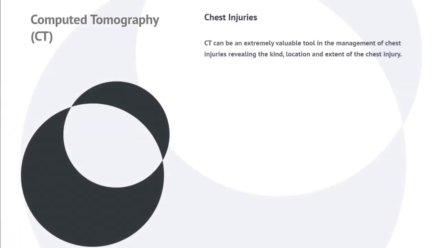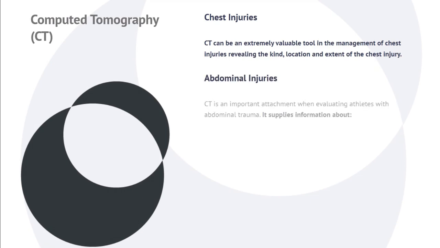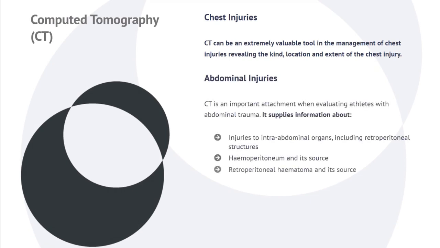Chest injuries. CT can be an extremely valuable tool in the management of chest injuries, revealing the kind, location and extent of the chest injury. Abdominal injuries. CT is an important adjunct when evaluating athletes with abdominal trauma. It supplies information about injuries to intra-abdominal organs, including retroperitoneal structures, hemoperitoneum and its source, retroperitoneal hematoma and its source.